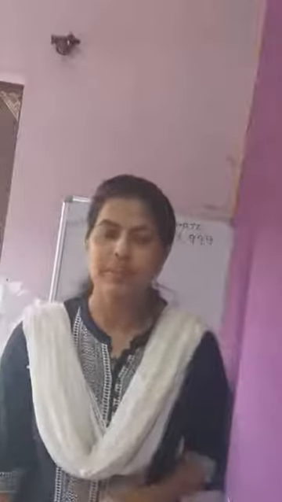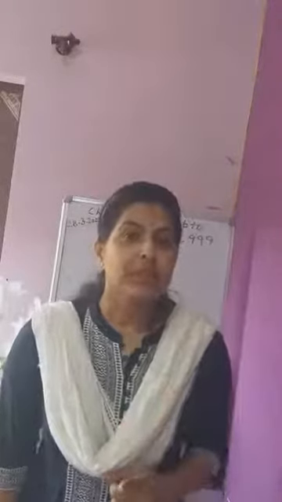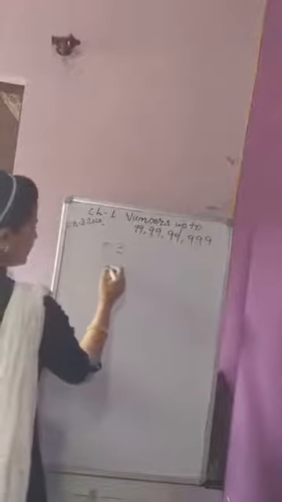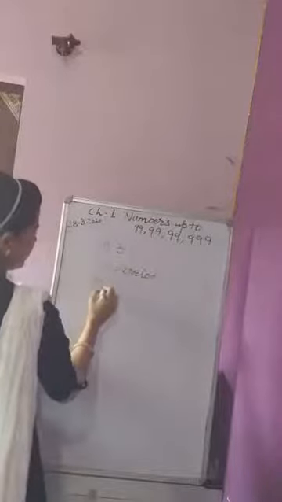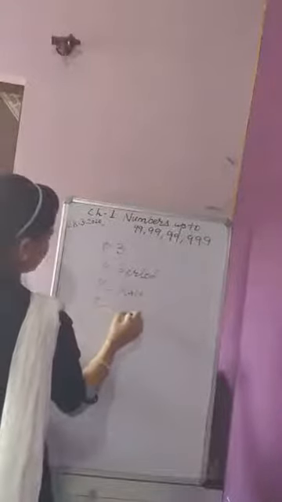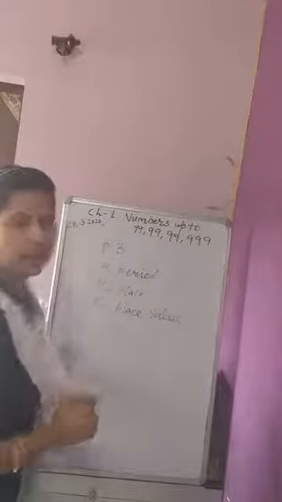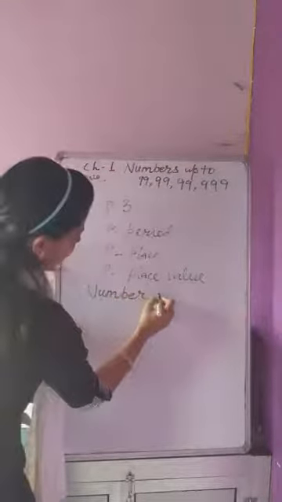And you must remember that the first concept is P3. Now I'll ask, what is P3? P3. First P is period. Second P is place. Third P is place value. And then number names.